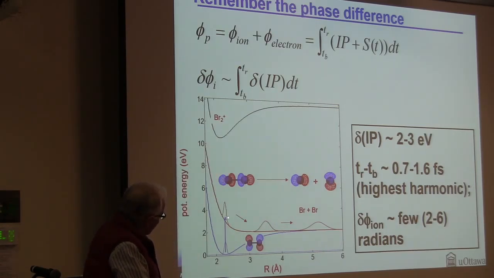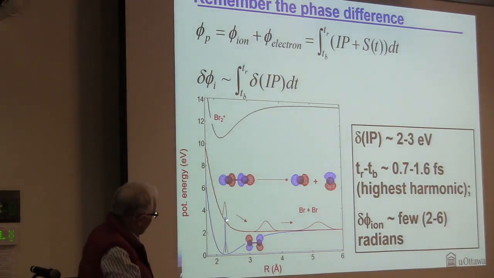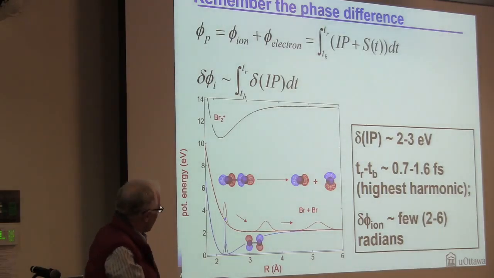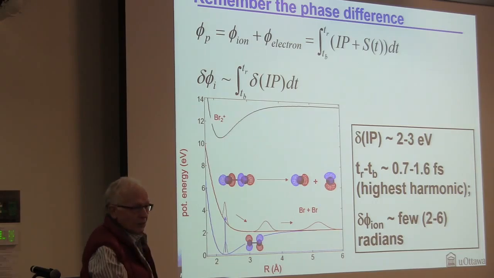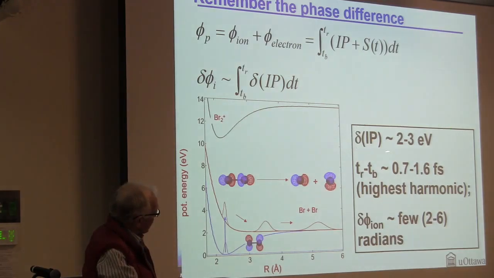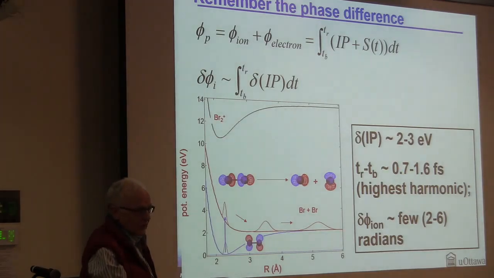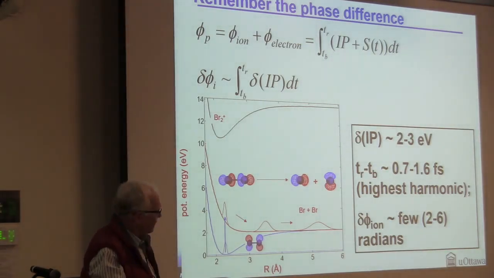If there's population ionized from both here and here simultaneously, they both will have a ticking clock, but the ticking clock for the ground state, the level from which you took the electron, will be different, and that difference is the delta phase, the delta ionization potential between the excited and ground state. And that builds up significantly. For a molecule like bromine, it's 2 to 3 eV. And the time from birth to recollision varies on the order of femtoseconds. And so the phase accumulated is a few radians. That's important. That's a significant amount of phase.